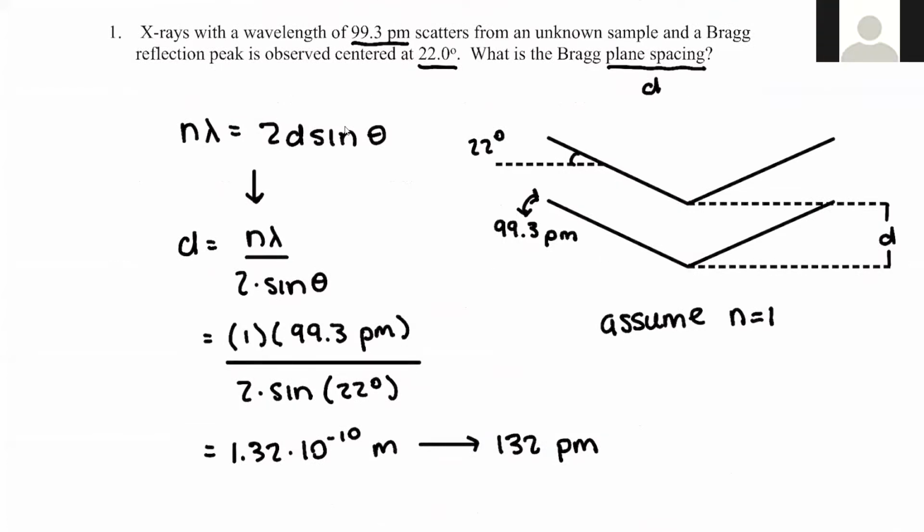So we made the assumption that n was 1 because the angle was so tiny. And they gave us no other information to assume it wasn't 1. And then we literally just plugged everything in. They gave us the wavelength, we plugged that in. And they gave us the angle and we plugged that in, and we solved for the d because that would be the spacing. We got 132 picometer.